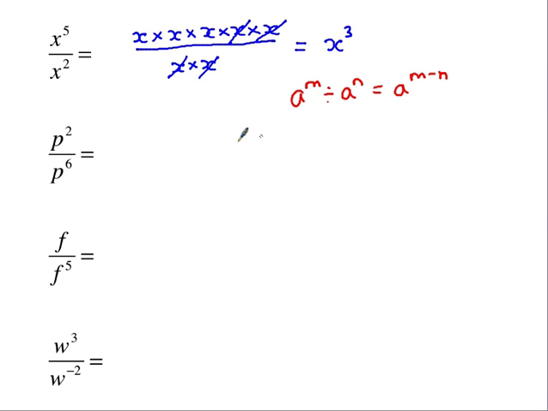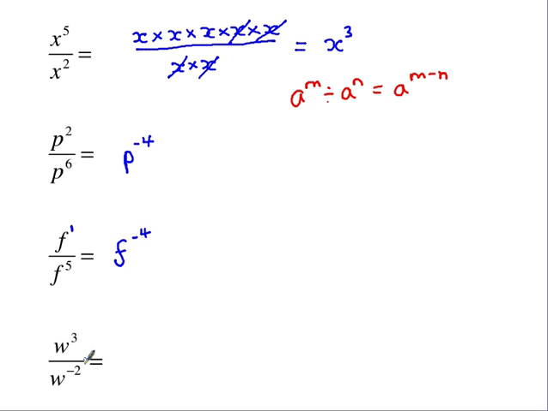So if we look at using that in the next one, we've got p to the power of 2 divided by p to the power of 6. We're going to need 2 take away 6, which will be minus 4. The next one, I'm just going to put a little 1 on there to remind myself that f is the same as f to the power of 1. And then 1 take away 5 also gives us minus 4. So we've got f to the power of minus 4.